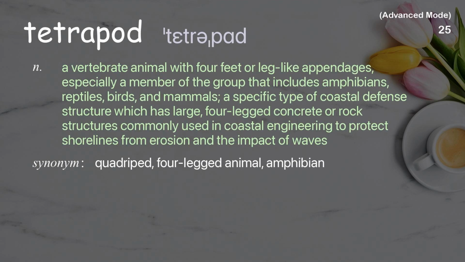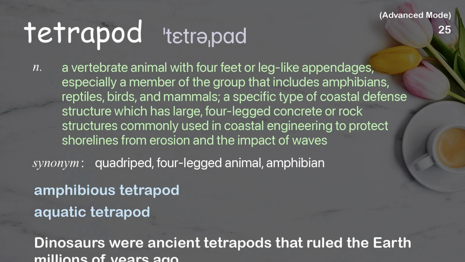Tetrapod. A vertebrate animal with 4 feet or leg-like appendages, especially a member of the group that includes amphibians, reptiles, birds, and mammals. A specific type of coastal defense structure which has large, 4-legged concrete or rock structures commonly used in coastal engineering to protect shorelines from erosion and the impact of waves. Examples: amphibious tetrapod, aquatic tetrapod. Dinosaurs were ancient tetrapods that ruled the earth millions of years ago.